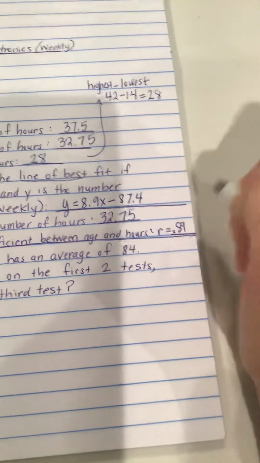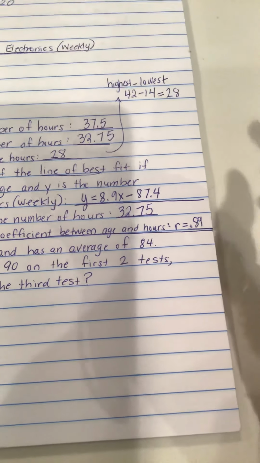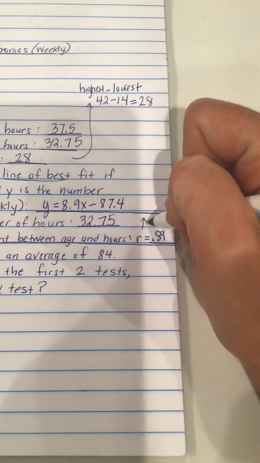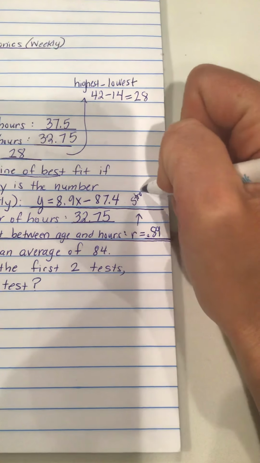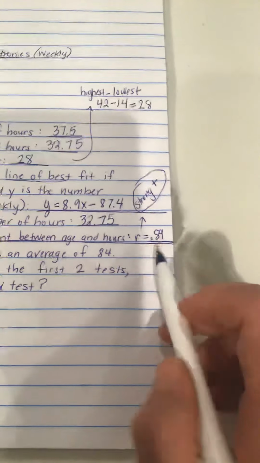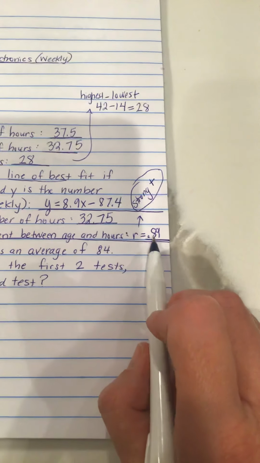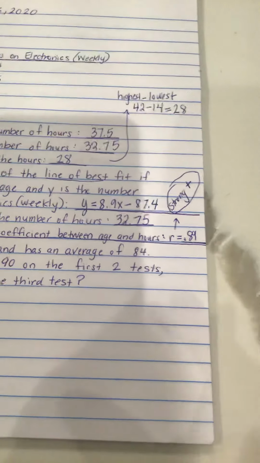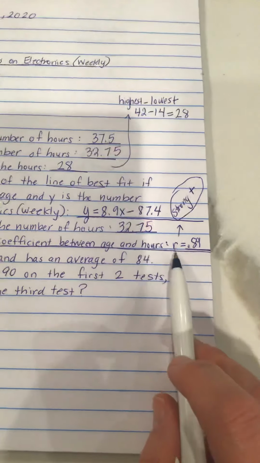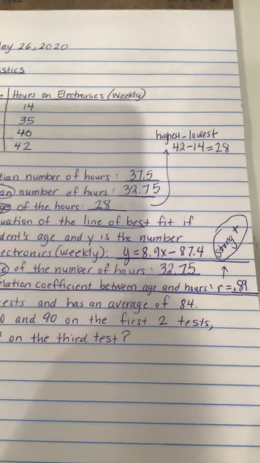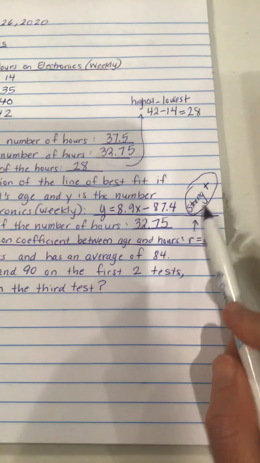Now, if it's above the 0.7 mark, it's a strong positive correlation. Okay, let's just make a little note. So this is strong positive, all right? Strong positive because it's a positive number and it's close to 1. So once you hit that 0.7 mark, that means you have a strong one. So this would show there is a correlation between the age and the hours on your electronics. It's actually a strong correlation.